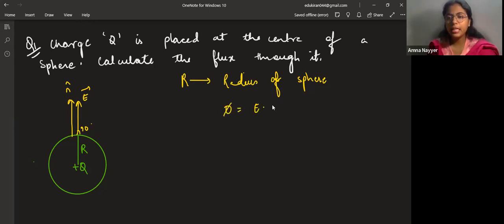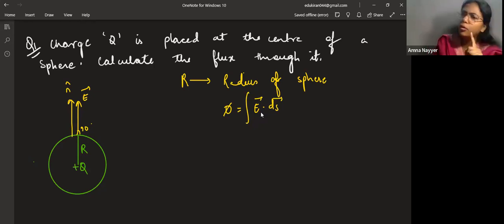Flux will be E dot ds, that is the integral of electric field and ds. Why ds? Because I'm not sure about the surface area. If I just write E dot s, how will I figure it out? Ds, because it's a sphere given. Remember, I've told you in the last class that for curved surfaces, we take ds, that is integration. Because in a curved surface, you have different values of electric field at different places, right? So since different values of these surface areas are given, that's why we use it.